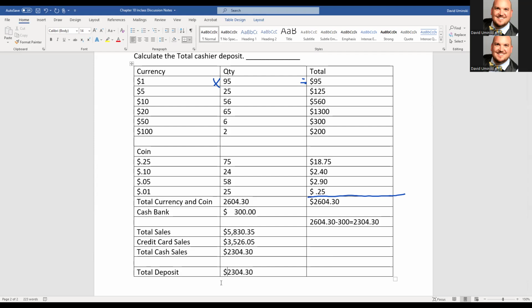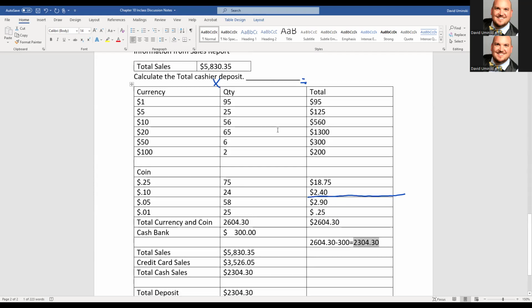My deposit is exactly correct. Okay. So remember, we have to take into consideration the bank. This bank right here is part of this $2,600. So we subtract that, we get the 2304.30. Take out that 300. That starts the bank for tomorrow. I take that out and I put it aside and I use that to start my bank for tomorrow. Okay. And then once this is created, we create the deposit form, put it all together, and whoever the manager is takes it to the bank and makes that deposit at the bank. Okay.